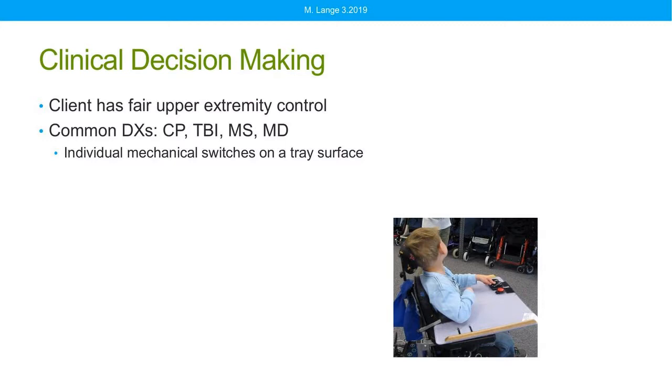The first thing we need to consider is if the client has fair upper extremity control, we might be able to take some mechanical switches and place them on the surface of a tray, as we've done for this young man here. And the client can simply reach out and push the switches, and each switch represents a discrete direction. So in this case, this young man has 3 switches on his tray. He's pushing the forward one. He also has a switch for left and a switch for right. So we can represent those directions with a power chair to allow someone to do some driving.